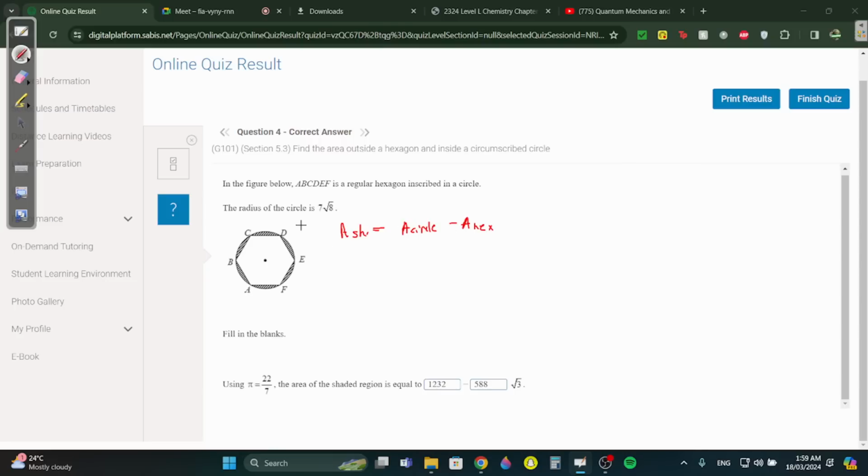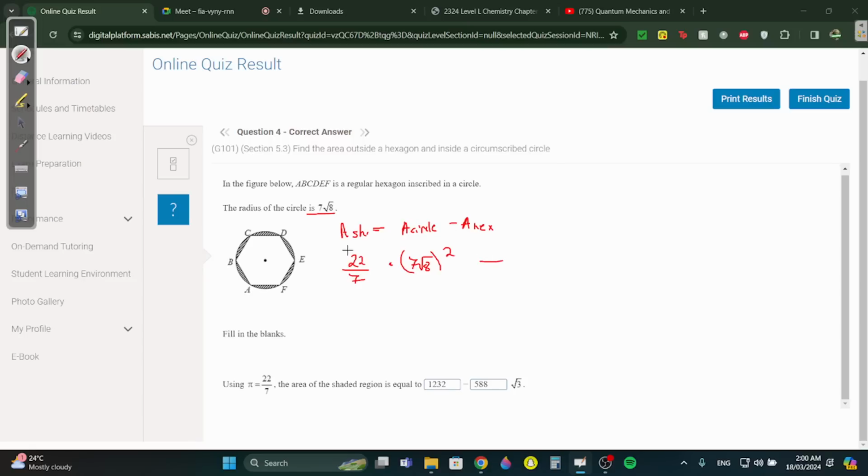The circle, how do you find the area of the circle if we have the radius? It's going to be pi. They said use pi as 22 over 7. So 22 over 7 times 7 radical 8 in brackets squared. Okay, because it's pi r squared.